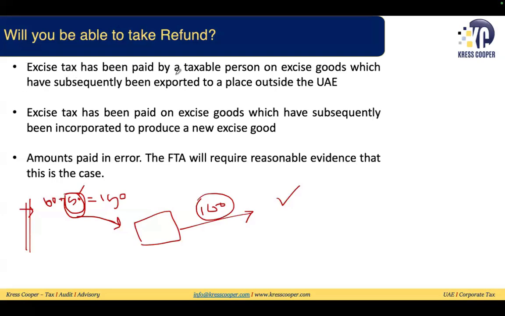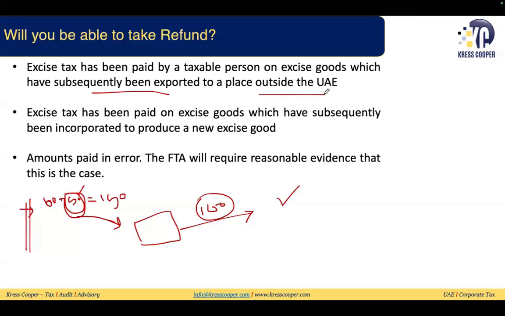They said excise tax has been paid by the taxable person on an excisable good which has subsequently been exported to a place outside the UAE. It means, being a consumption tax, the goods have not been consumed in the UAE. Whatever excise duty you paid at the time of import, you will take the refund. At the end, you will not be paying any excise duty in the UAE.